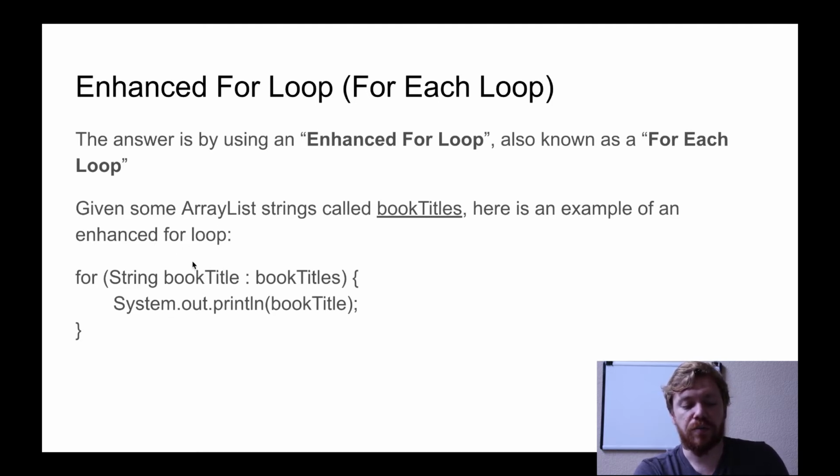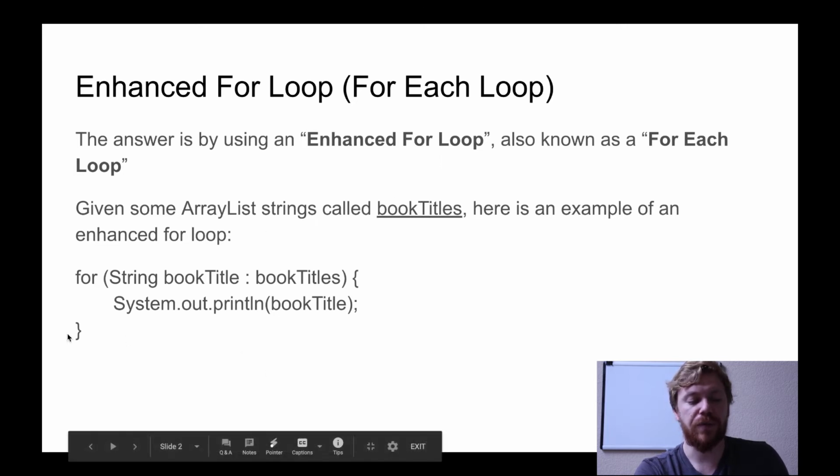We declare a variable, we call it bookTitle. Notice this is just a single book title. It's missing the S, which our array list of strings has, right? Colon, bookTitles. And so this bookTitles here is indeed the array list of strings that we're talking about up here. And then within the for loop, what we do is we print bookTitle, the variable here.